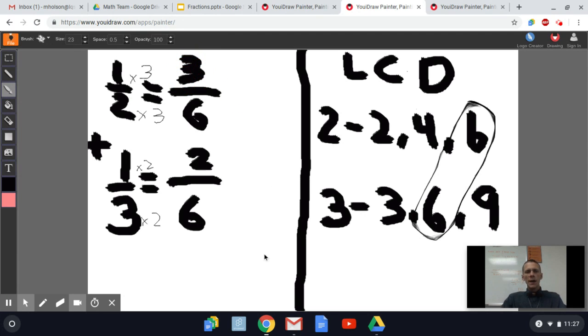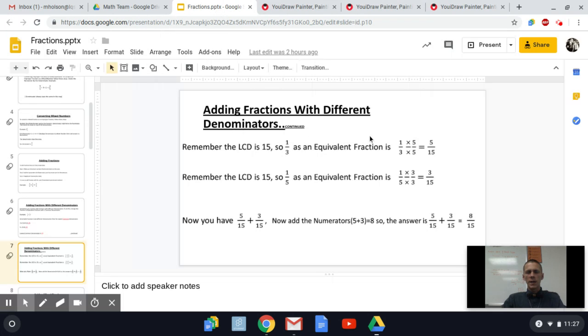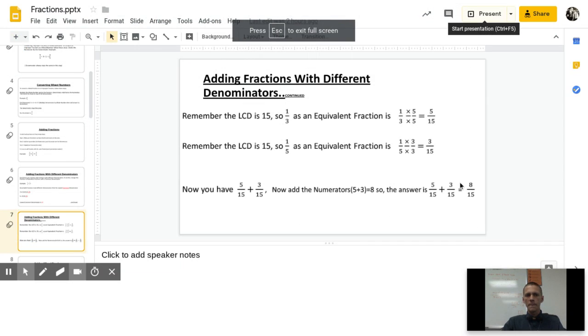Perfect. Now, next step, since we have the bottom numbers the same now, all you need to do is add your top numbers together. So 3 plus 2 will give you 5. Put it over your new denominator, and voila, 5 over 6. So 1/2 plus 1/3 is going to get us 5 over 6. Perfect. Good job, everybody. Now let's go ahead and get back to the PowerPoint.